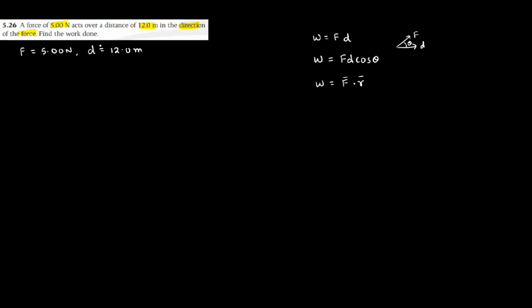My force and distance are in this direction. So we can calculate the work by taking the product of force and displacement, 5 times 12, and that will give you the work done as 60 joule. So this is a very simple problem where work can be calculated by just multiplying force and distance. And this rule you can use directly whenever force and displacement are in the same direction.